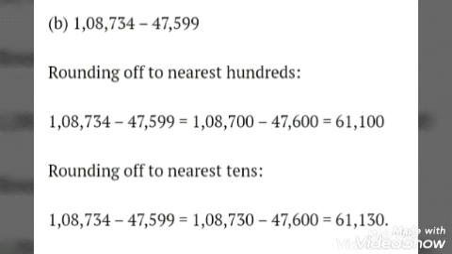47,599 nearest hundred, 47,600. Minus sign given, so subtract the number, get the answer 61,100. Next rounding off to nearest tens, that is 1,08,730 minus 47,600. Minus sign given, subtract the number, 61,130.